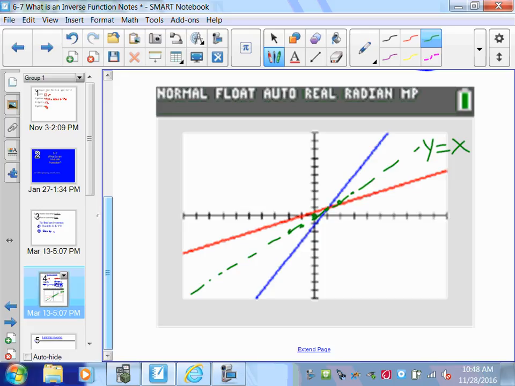What do you notice? It bisects it. It cuts it in half. It's the mirror of the other side. That's why it's the inverse. So every inverse will be cut by the y equals x line: 1, 1, 2, 2, 3, 3, and so on.